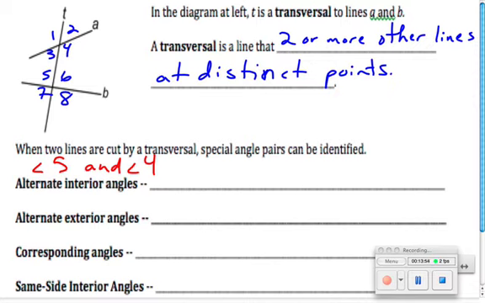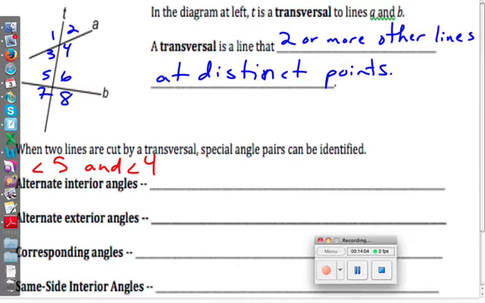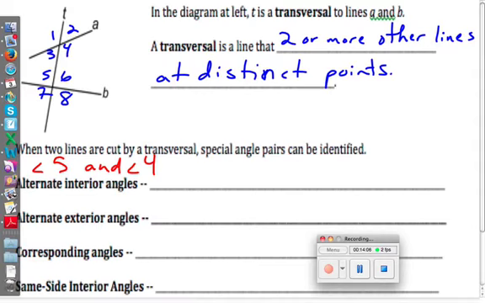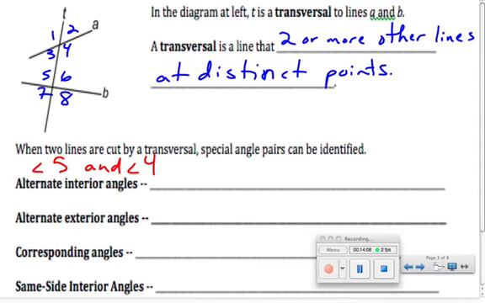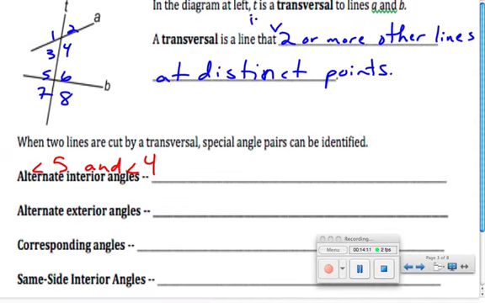And now that he's identified them for us, with the definition, I'm not really getting that. 2 or more other lines at distinct points. Okay, you forgot to put intersects. Oh my gosh, thank you. Thank you, Michael. Does that help? Yeah. Sorry about that.